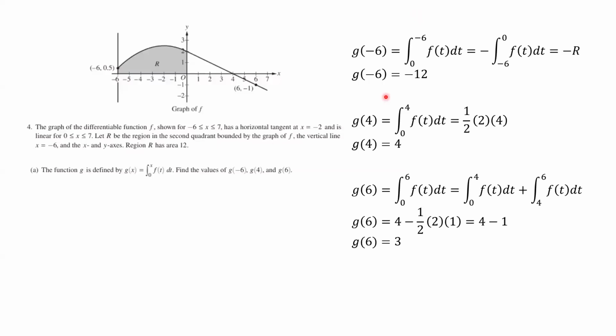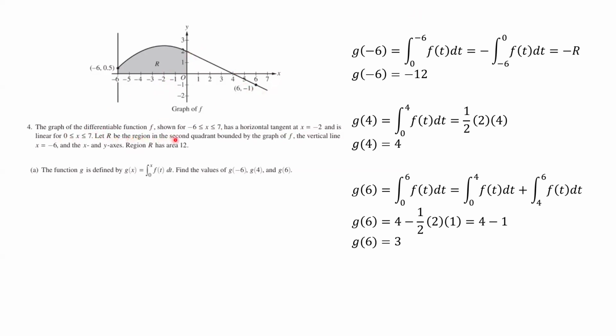This is free response question number 4 on the 2024 AP Calc BC exam. This gives us the graph of f. It says the graph of f is a differentiable function shown for x between -6 and 7, has a horizontal tangent at x = -2, and is linear for x between 0 and 7, so from here to here.